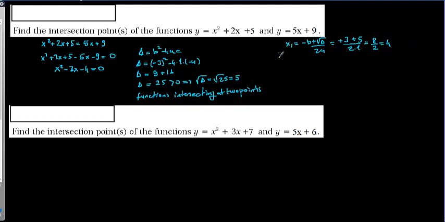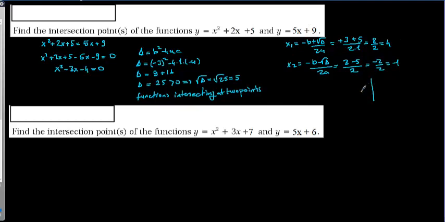So this is the first x value, and x2 is equal to minus b minus root of delta over 2a, which is equal to 3 minus 5 all over 2, which is equal to minus 2 over 2, and it's equal to minus 1. These are the x values, and we are still going to find the y values, because these are not the intersection points. These are the x values of the intersection points.